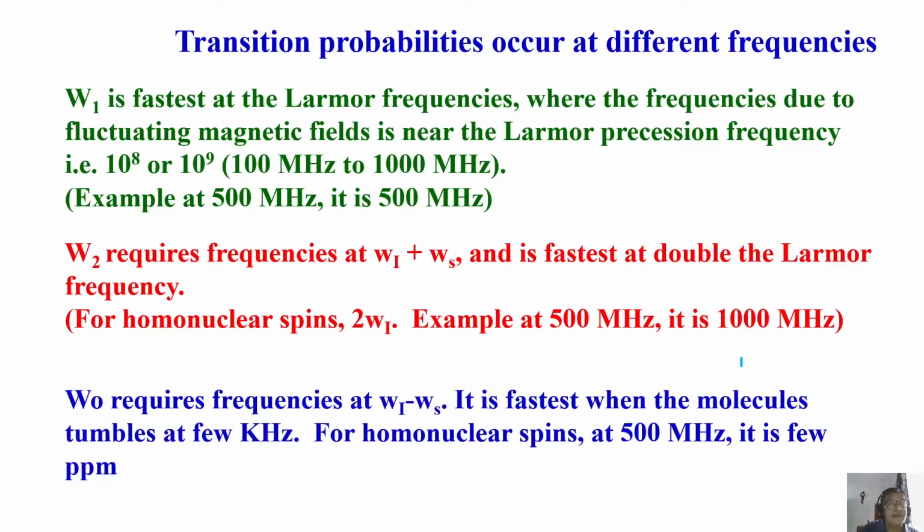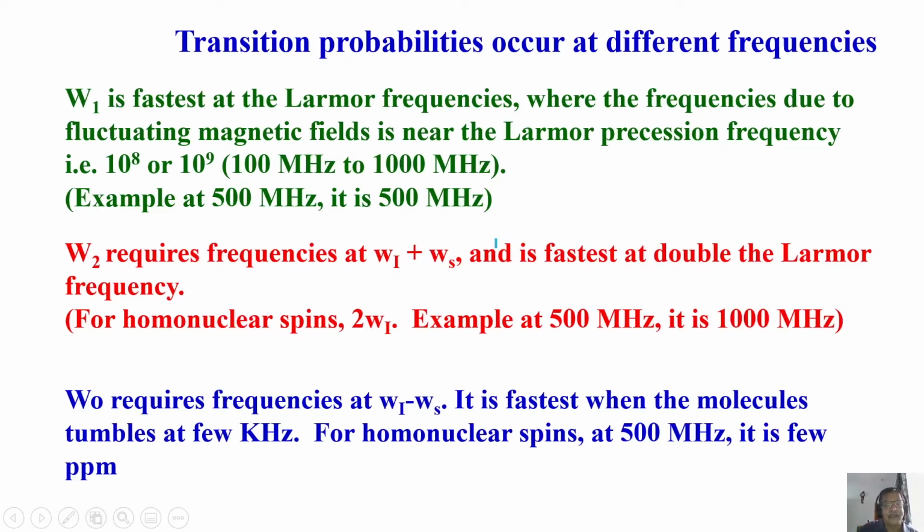Whereas, what is W0? W0 is only the difference in frequencies. What is the difference in frequency? There are two protons. One is at chemical shift of 5, the other is at 10. The only difference is a few hertz. It's not much, only a very small value. So it is of the order of a few hertz, a few kilohertz. So W0 is at a few kilohertz. W1 comes at the Larmor frequency.